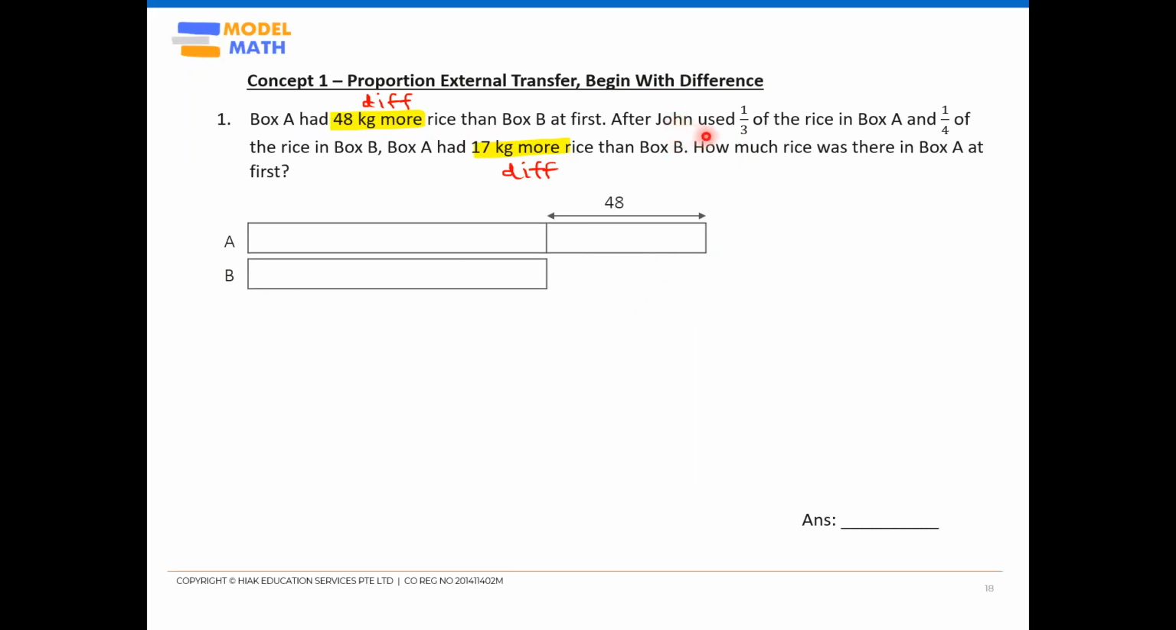Now, moving on to the usage. John used 1/3 of the rice in box A. That means I treat the whole of box A as 3 units, and out of the 3 units, I use 1 unit. However, will it be easy to cut this whole thing into 3 equal units? I would think not, because of this extra 48 here. So how should we remove 1/3 from such a model?